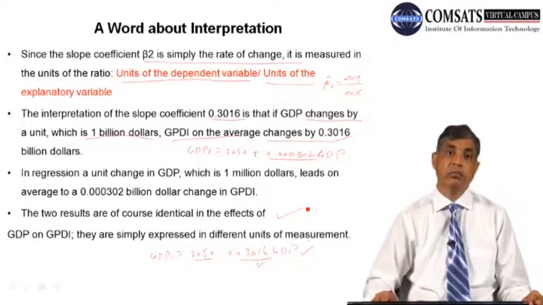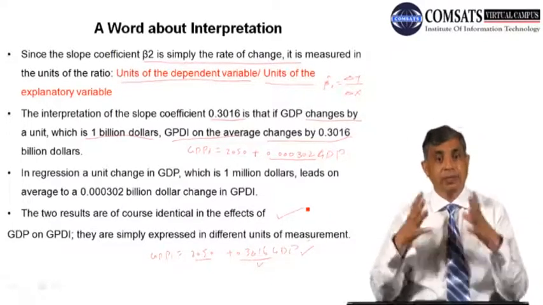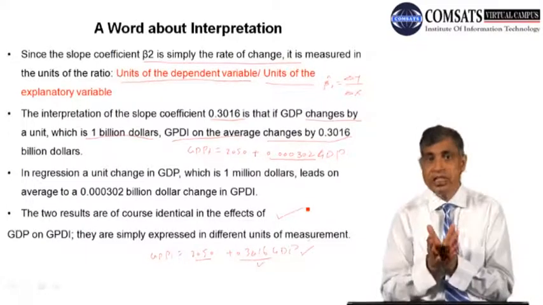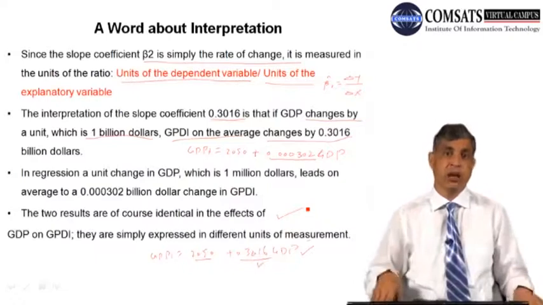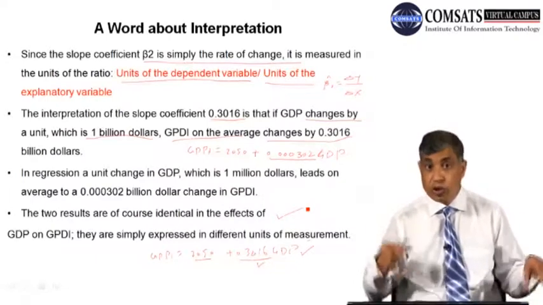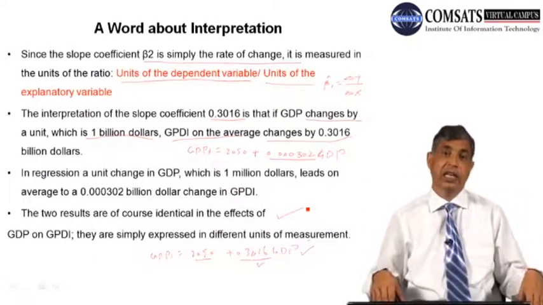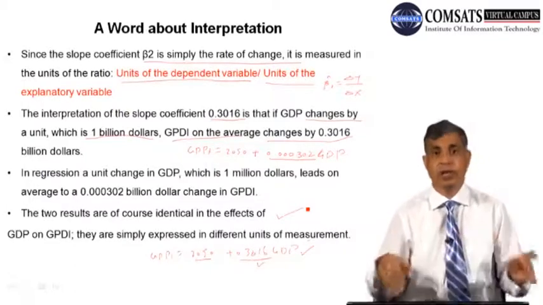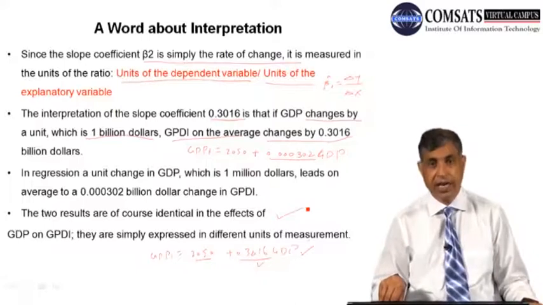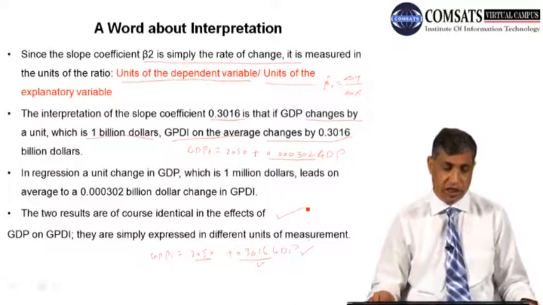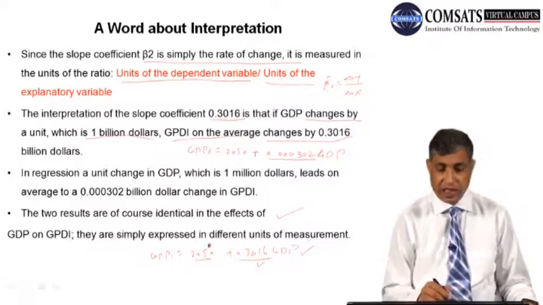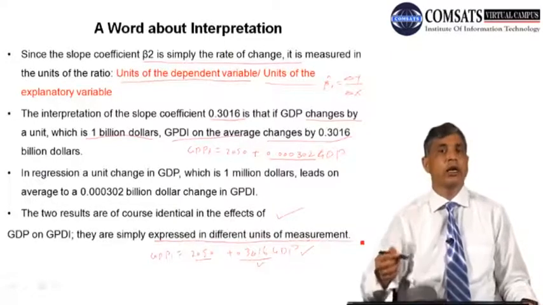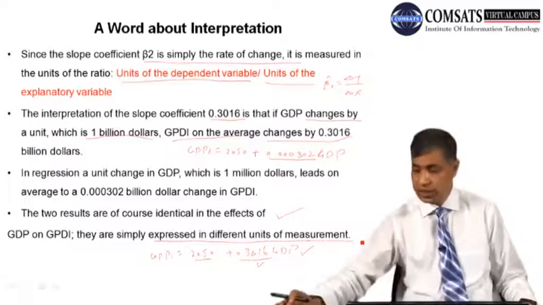This is very interesting, because the practical implication, its real meaning, its reality remains the same, because scaling and unit do not change the nature of the study. It is just a manipulation of the data, and you will have to be careful about this. GDP and GDPI are simply expressed in different units of measurement. Nothing changes, but the units change.